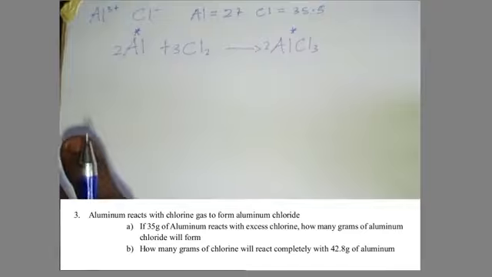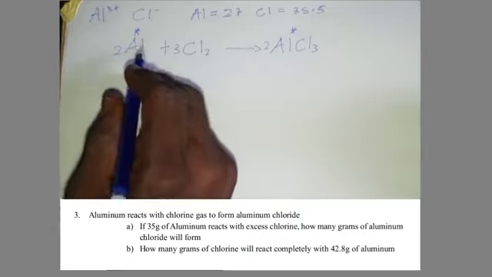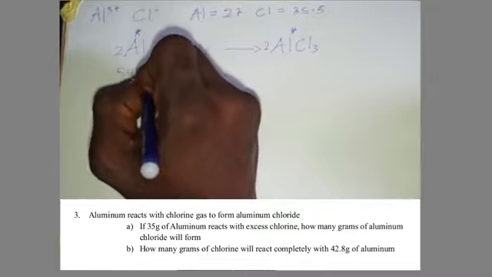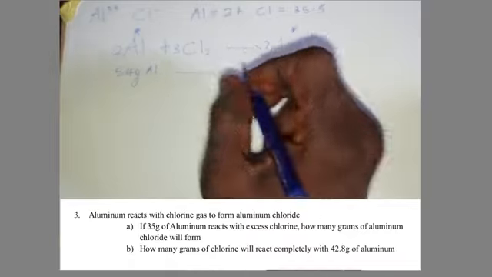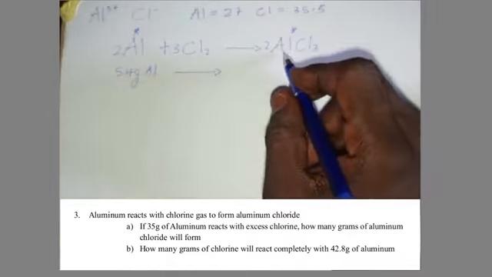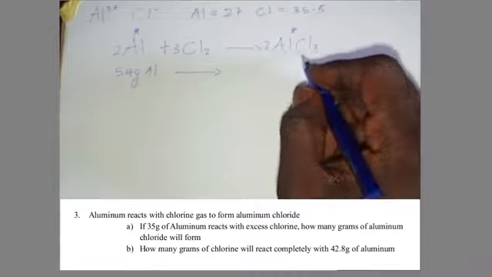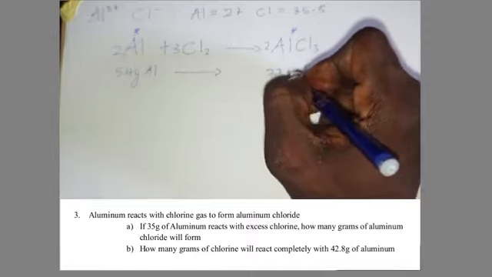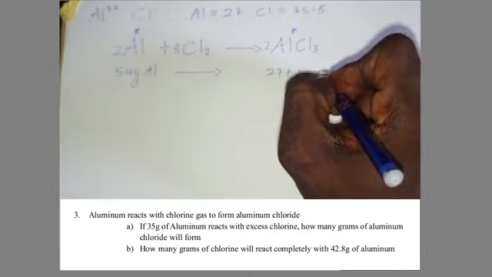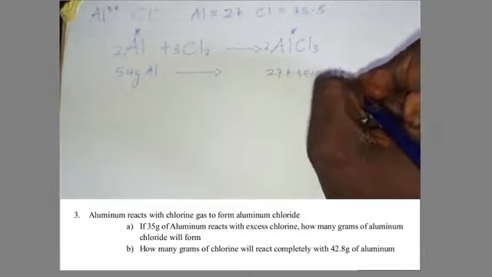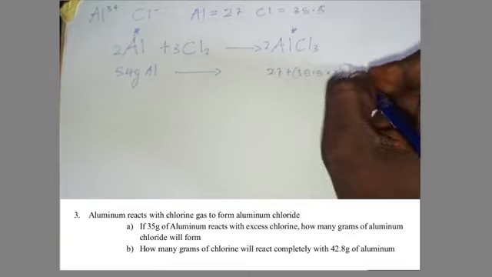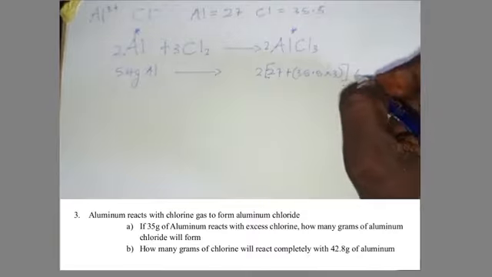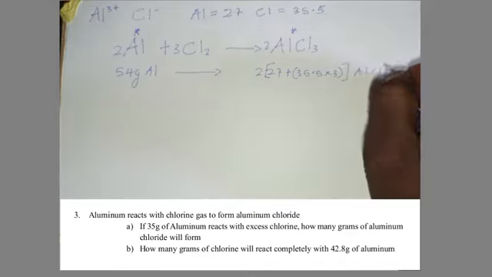So from the balanced equation here, we can see that 2 times 27 is 54. 54 grams of aluminum will produce, okay, let's get the mass here. Aluminum is 27 plus, so we have 27 plus 35.5 times 3. And I'm going to multiply everything here by 2. That's the mass of AlCl3. Let's do it together.